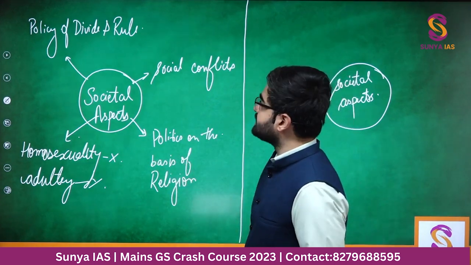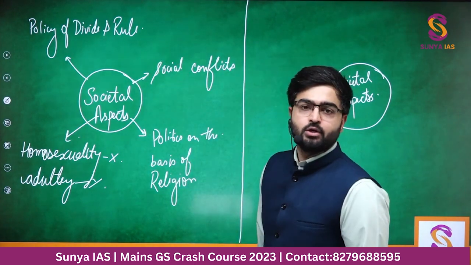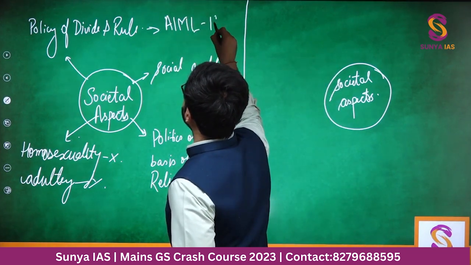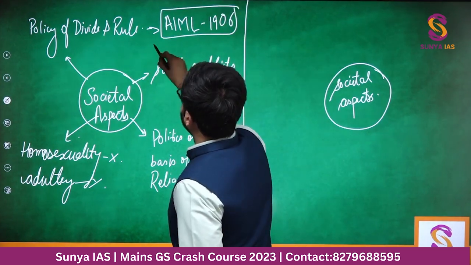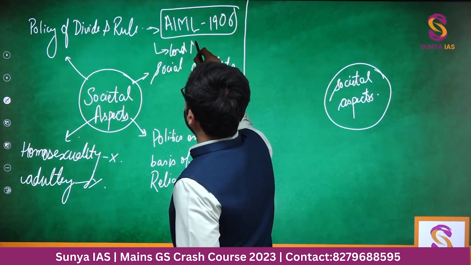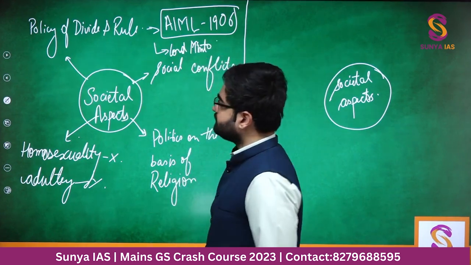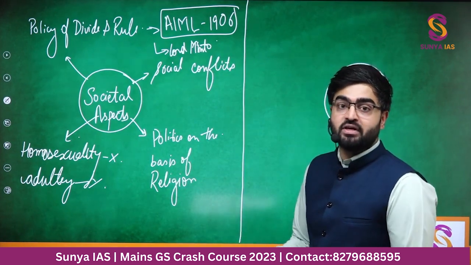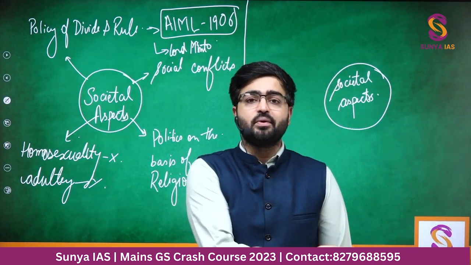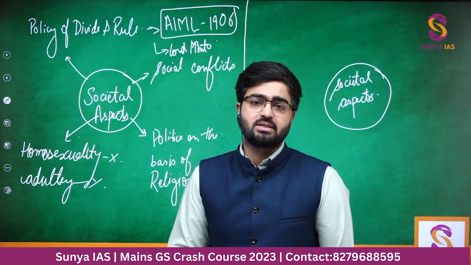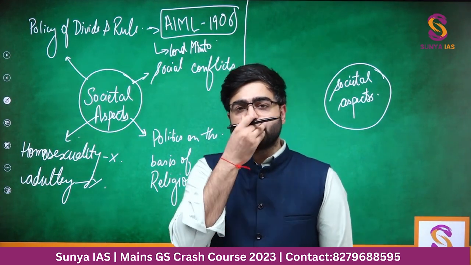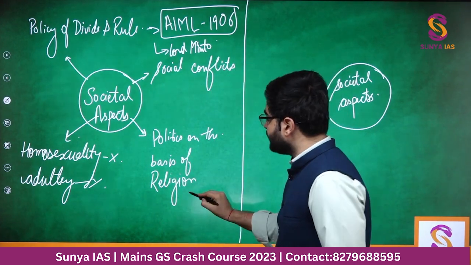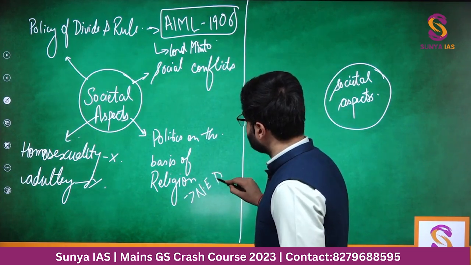Also, if you talk about the social conflicts or the policy of divide and rule in the time of the Britishers, there was the formation of the All India Muslim League in the year 1906, and Lord Minto was instrumental in that. And even today, we have examples of various riots. Recently, in 2020, we have the example of the Northeast Delhi riots. That is nothing but politics on the basis of religion. Right? So all these examples you can quote, you can write Northeast Delhi riots.